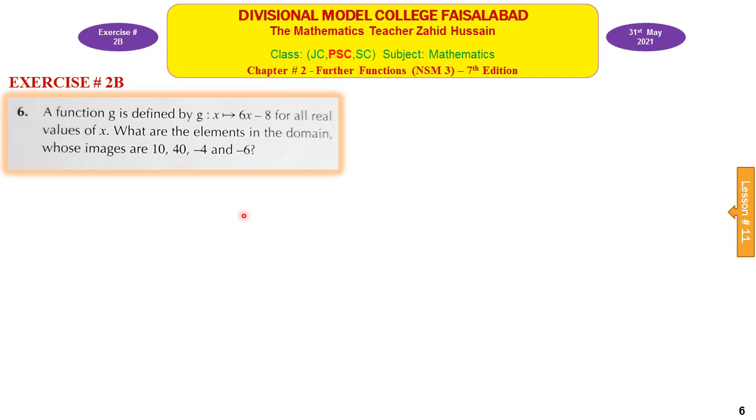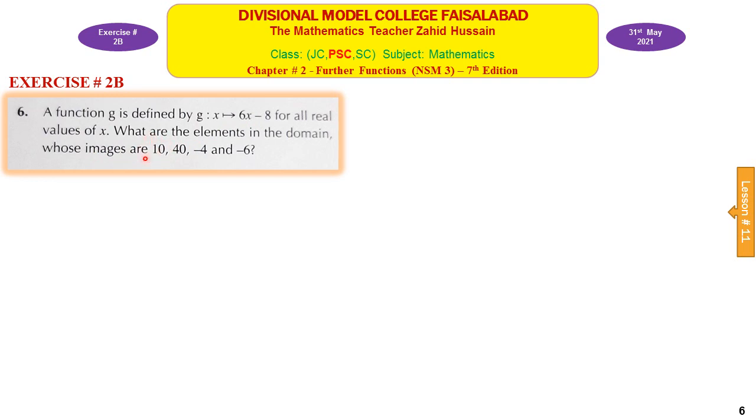This is question number 6. A function g is defined by g such that x is mapped onto 6x minus 8 for all real values of x. What are the elements in the domain whose images are given? Domain, as we have discussed in the starting slides, the values which we put in the function are called the domain, and the values we get out of that are called the values of y, and the values of y are also called the images.